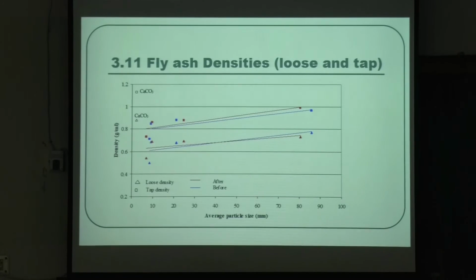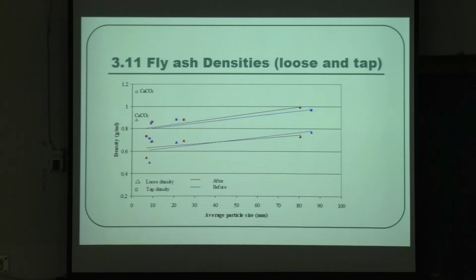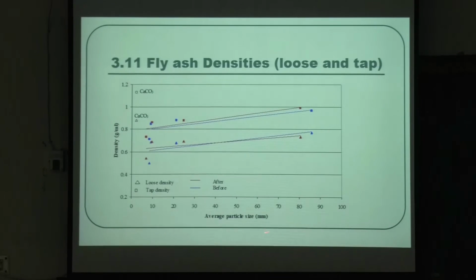All right. So loose density is the bottom one, and tap density is the higher one. So there is a significant increase in tap density. All right. So that is something. And if you keep on tapping more, after some time it will become perhaps a bit constant. And average particle size also affects it.